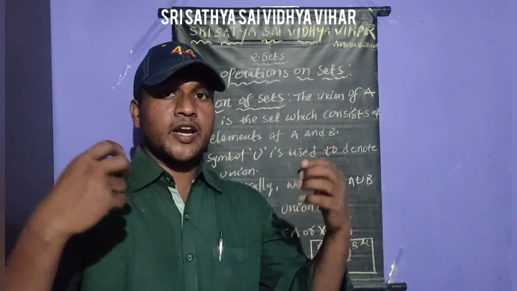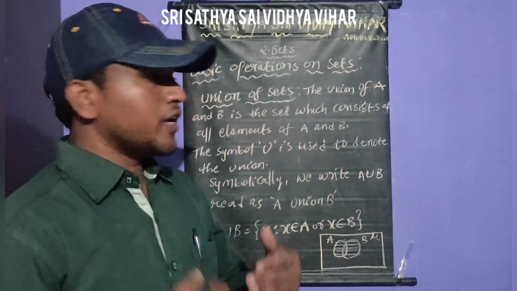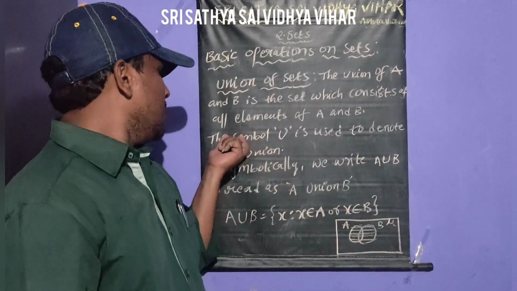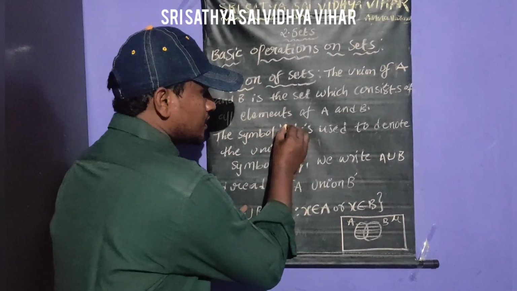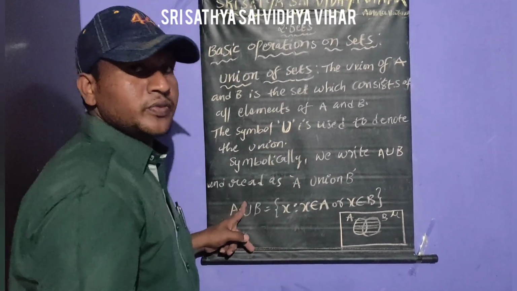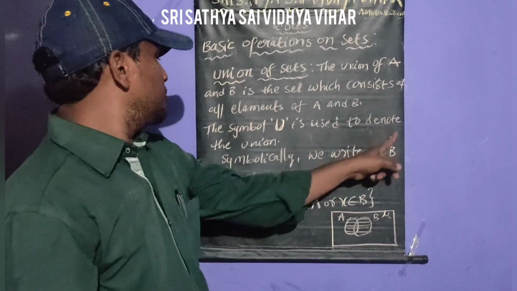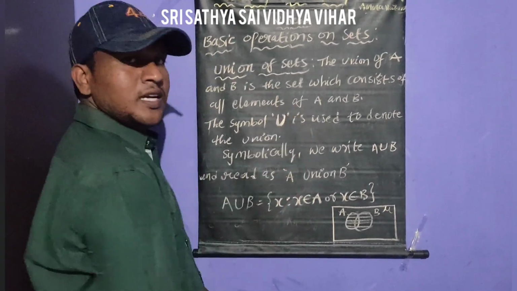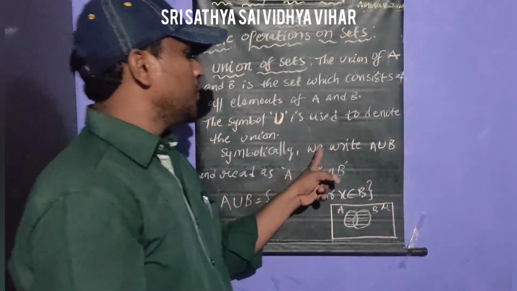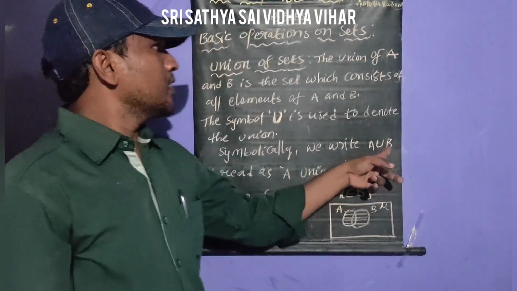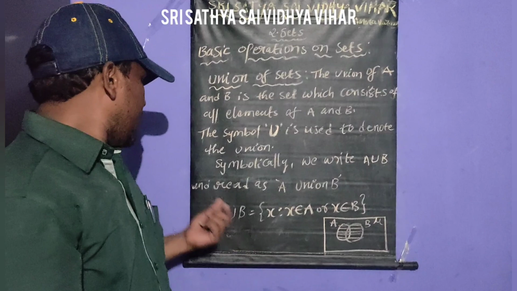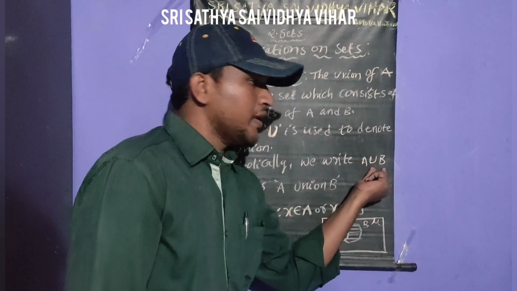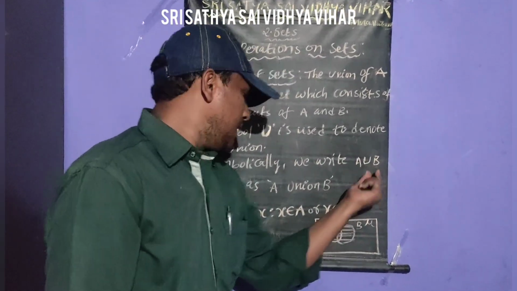We have to combine the elements. Those are the elements to be combined. What is the symbol here? It is the union symbol, which is used to denote the union. Symbolically we write A union B, and we read it as A union B.